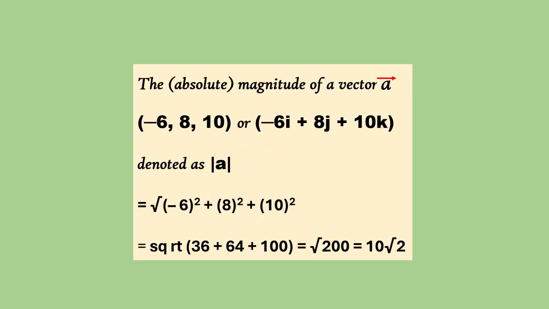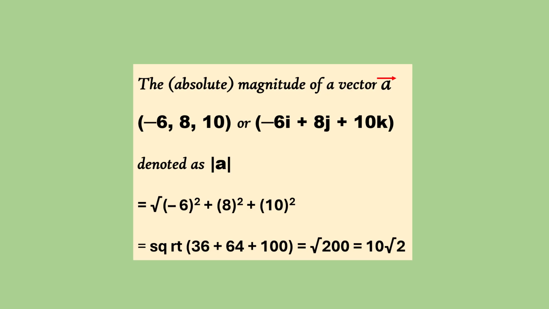Now here, what is the absolute magnitude of a vector? We are not multiplying. There is only one vector. We have not multiplied yet. We will come to the dot product later. Just how to find the magnitude of a single vector. So either you can write as -6, 8, 10 or -6i plus 8j plus 10k. The magnitude will be denoted as A between two vertical bars. Vertical bar, A, vertical bar.